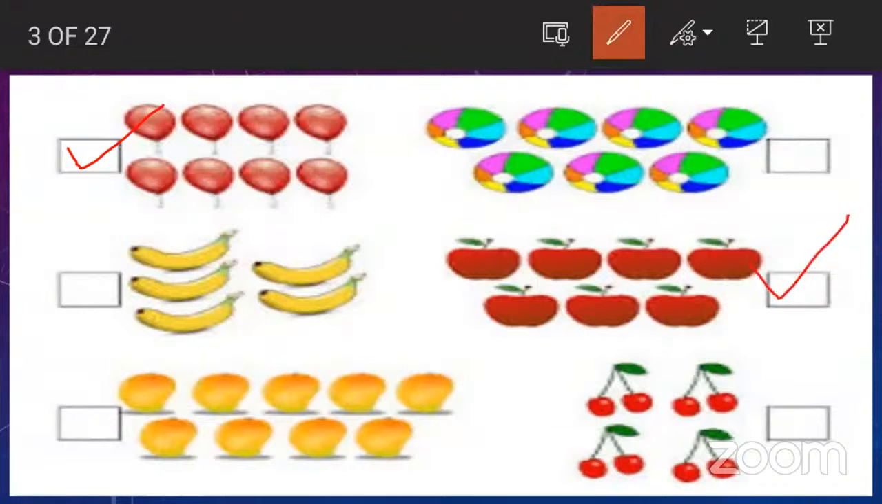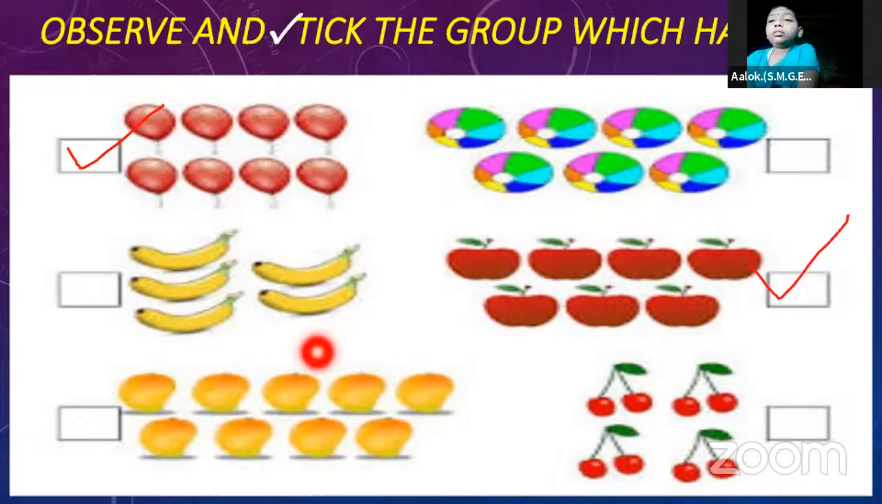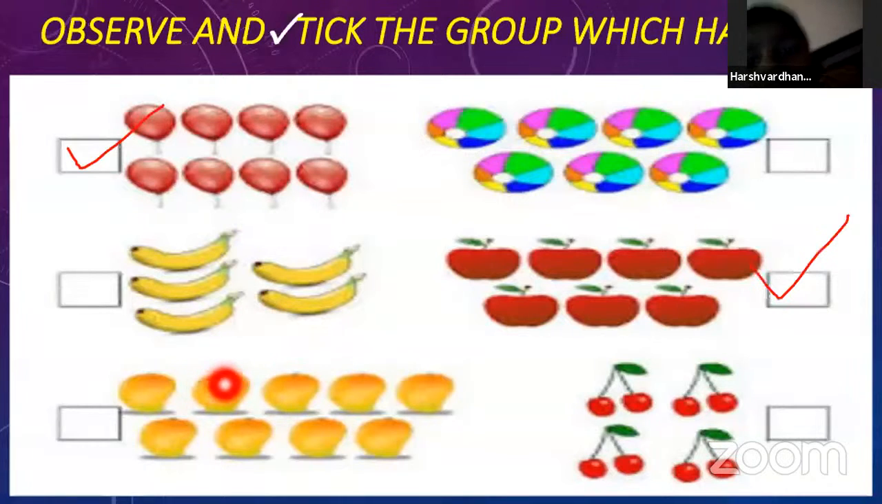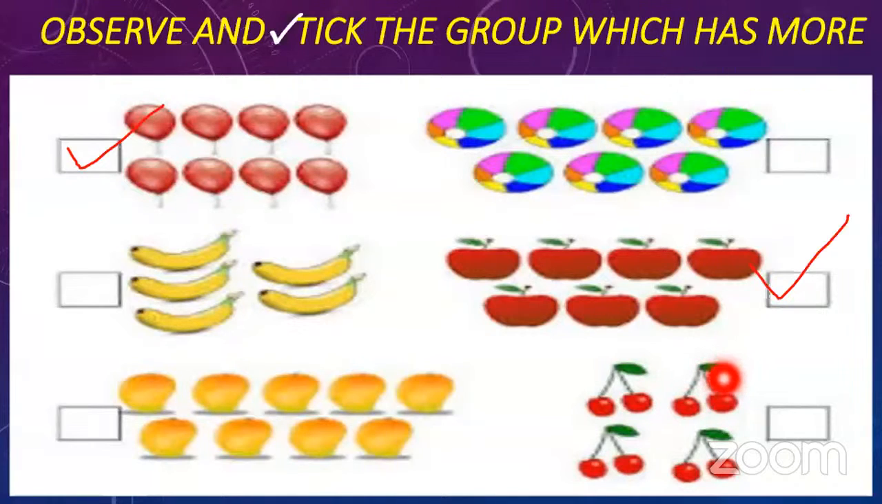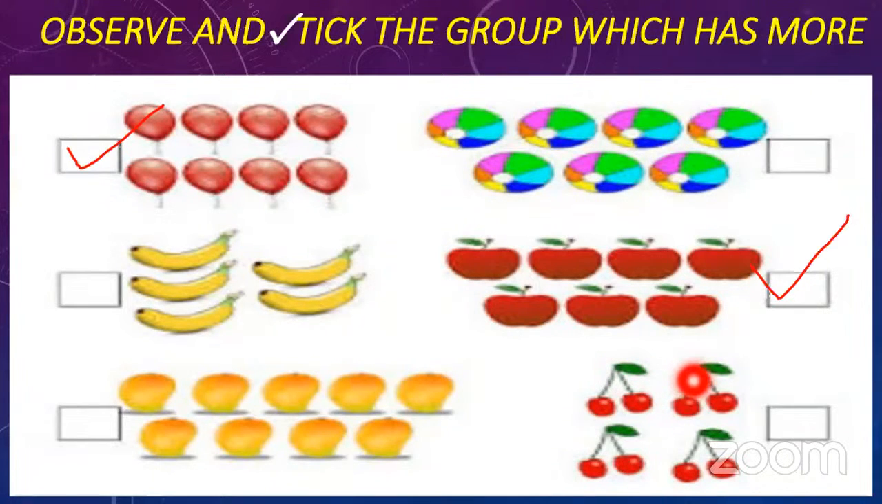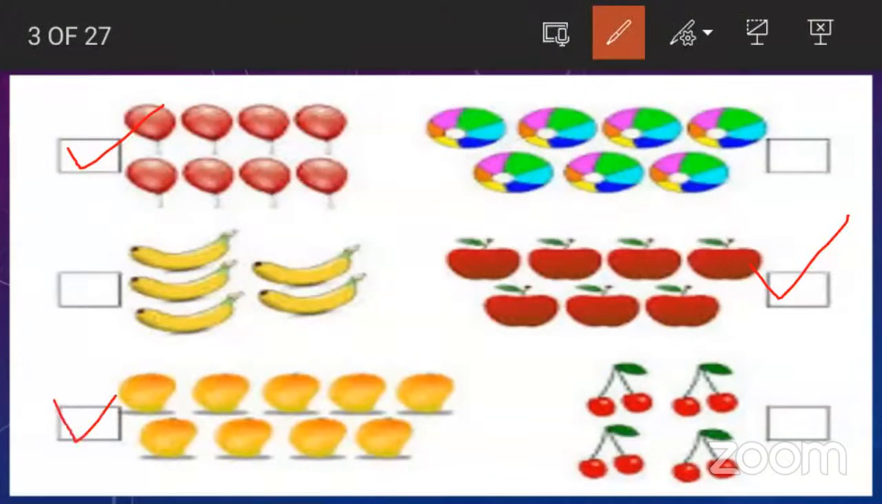Now last one, here are 2 more groups with us. Now look at here. Mangoes, how many? 1, 2, 3, 4, 5, 6, 7, 8, and 9 mangoes. Okay. Here are some other fruits. How many fruits are here? 1, 2, 3, 4, 5, 6, 7, and 8. Very good. So which group has more now? This mango group or this fruit group? Yes. Mango. Very nice. Fantastic. So let us put the tick to the group of mangoes.